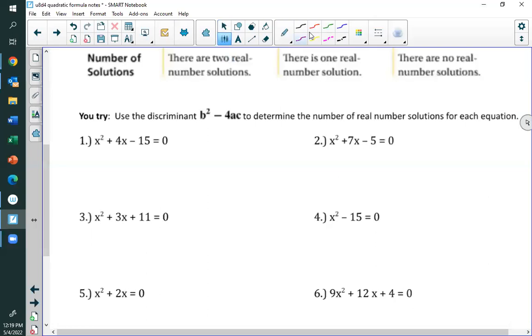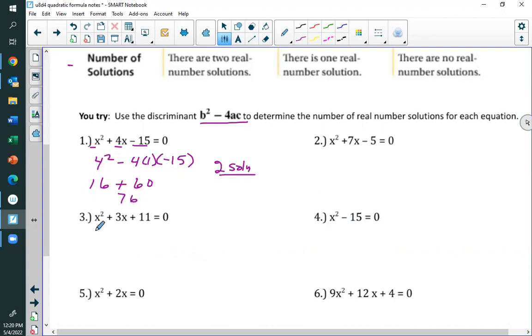Okay, number 1 for discriminant. My discriminant formula is just part of the quadratic formula. So b squared is 4 squared, minus 4ac, that's minus 4 times 1 times negative 15. Everybody see this was A, this was B, this was C. When I do that, I have 16 plus 60. I don't even have to keep going, I know it's going to be positive. It's positive 76. That means I have 2 solutions.